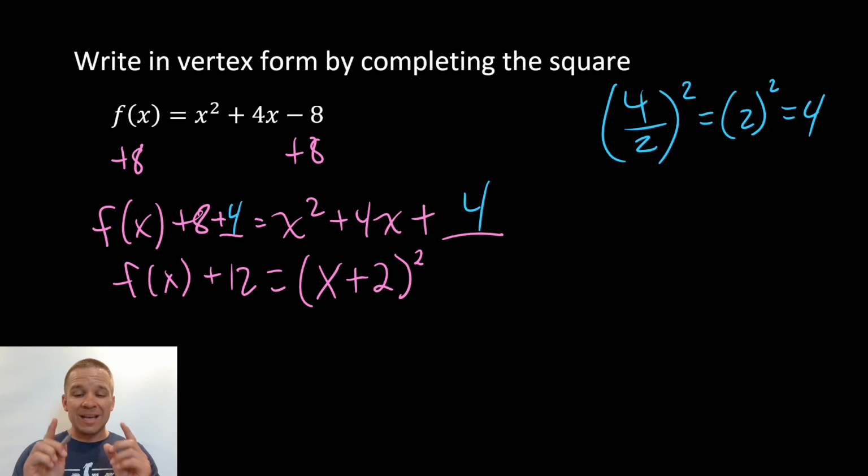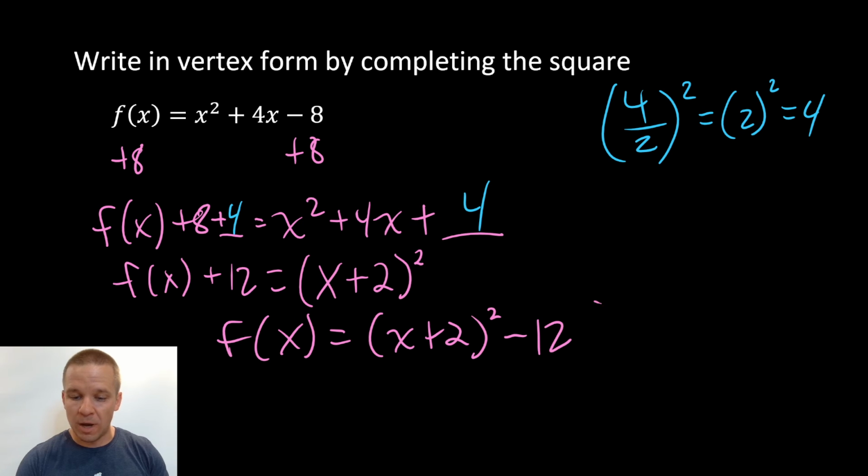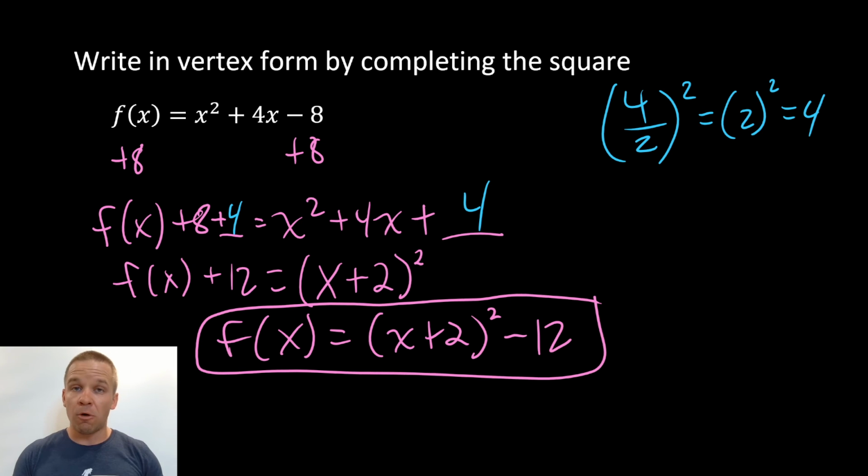Now I have one last step. For vertex form, I can't have that 12 over there on the left-hand side, so I'm going to subtract 12 from both sides. I'm going to have f of x is equal to x plus 2 quantity squared minus 12. This is vertex form. My vertex is (-2, -12).